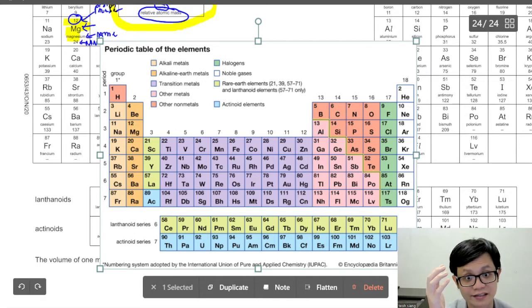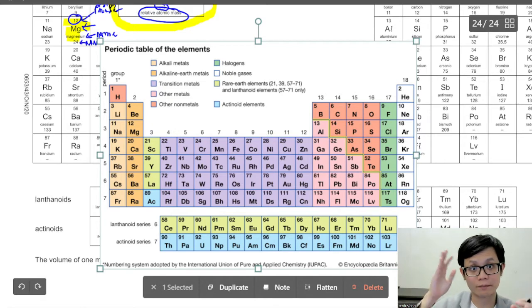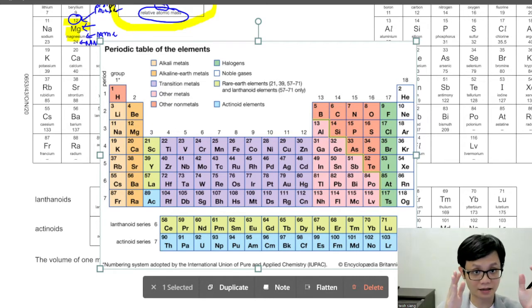Then transitional metal is here, semi-metal, then non-metal or other metal. So we can see from the left to the right is from metal, semi-metal, non-metal.